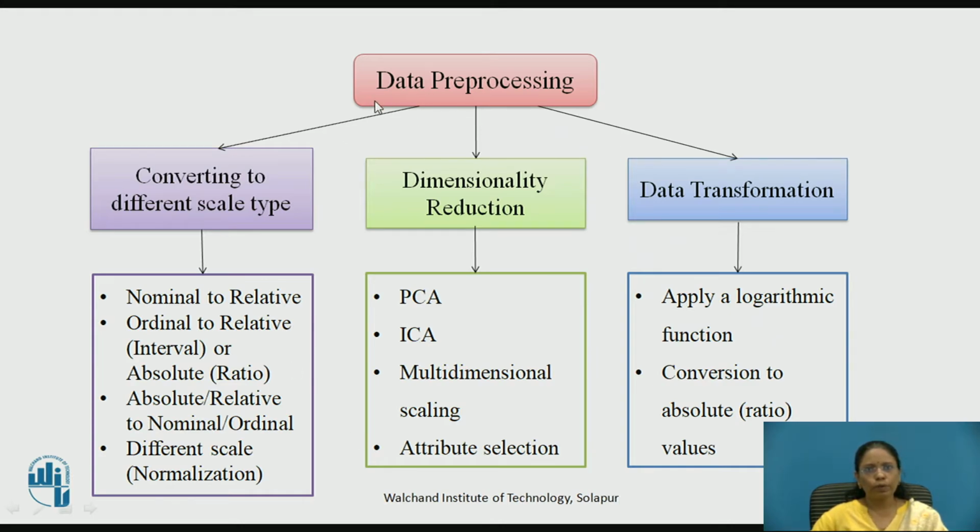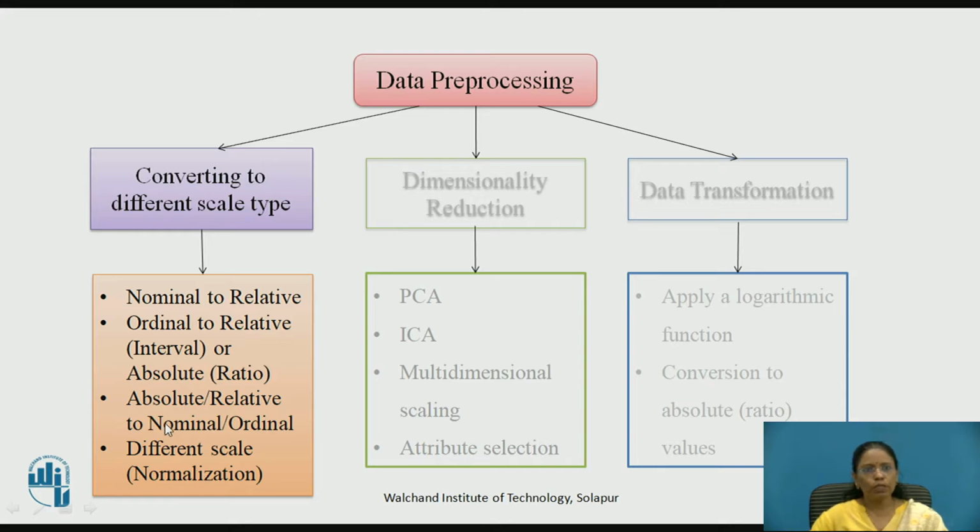This is part of data pre-processing, wherein we need to convert one scale type to another, or the same scale type to the same scale type, which is normalization. And in pre-processing there is one more part, dimensionality reduction and data transformation. Converting to different scale types, we talked in part 1 about nominal to ordinal, nominal to relative, ordinal to relative, and ordinal to absolute also. In this video we will do absolute and relative to nominal and ordinal, as well as the normalization part. So this video is basically focused on these two bits.